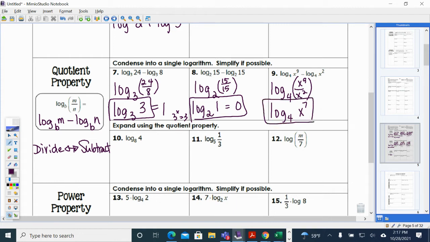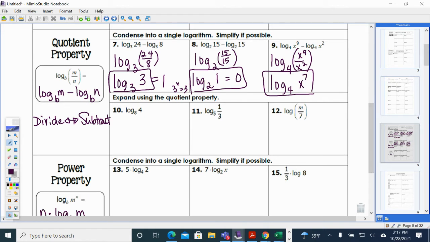Again, 10, 11, and 12 is asking you to expand using your quotient property. So you're looking for two numbers that divide to equal a 4, which could be any number of things. There's a lot of different answers here. I would say maybe 8 divided by 2 is 4. Yes, 8 divided by 2 is equal to 4. So I would expand this into log base 8 of 8 minus log base 8 of 2.